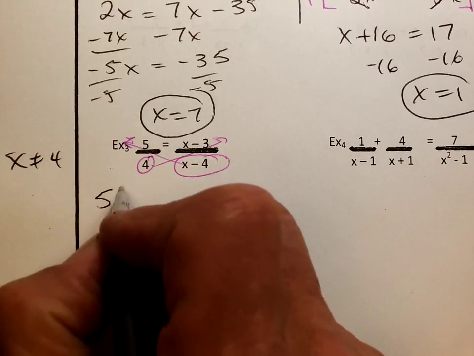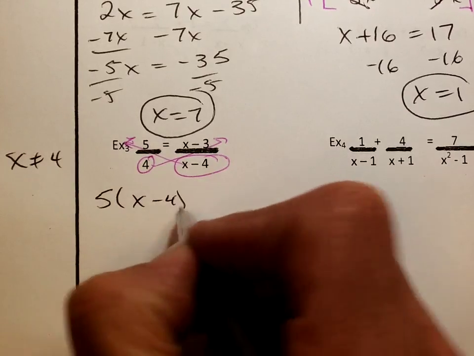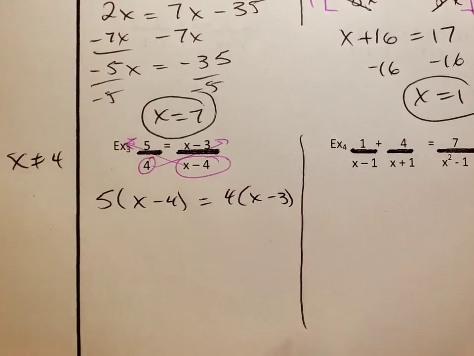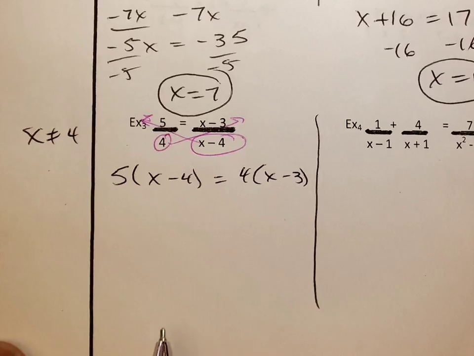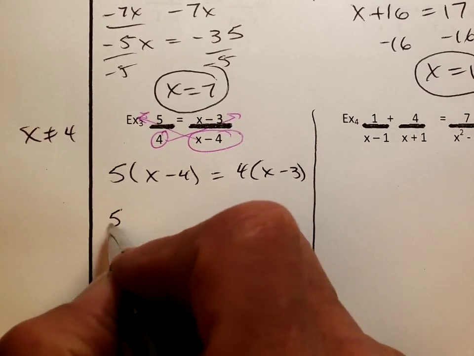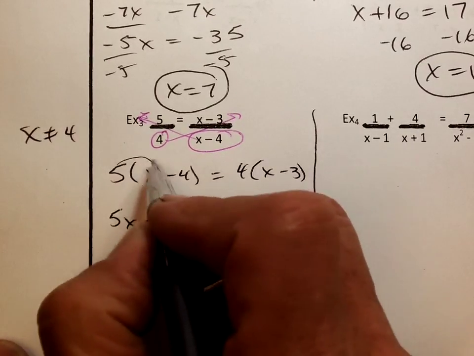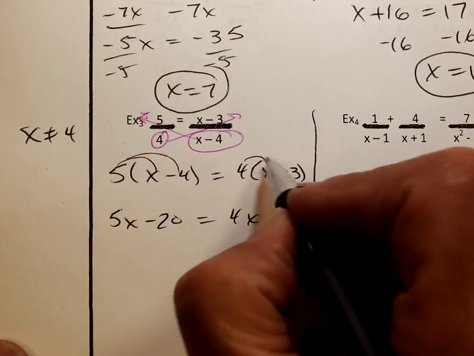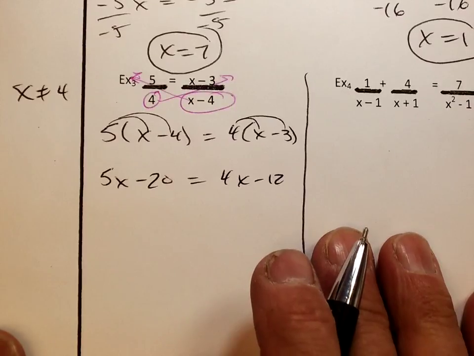I've got a 5 times an x minus 4 equals a 4 times an x minus 3. All right. I'm going to get a 5x minus 20 when I distribute, and I'll get a 4x minus 12 when I distribute. Now it's easy, huh?